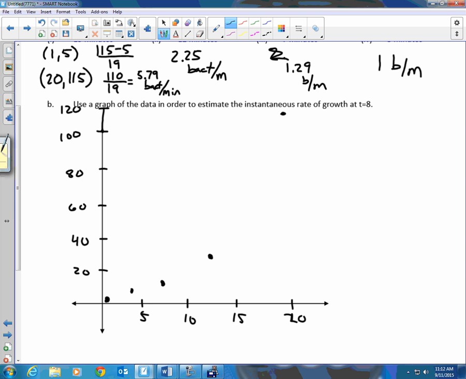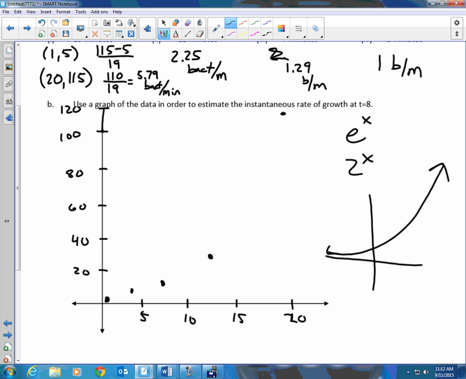Okay, and notice what Hannah said. She said that this was exponential growth. And you guys remember that if you take e to the x or 2 to the x, the graph looks like that, correct? Okay. And sure enough, your anticipation was correct, Hannah. Way to go.